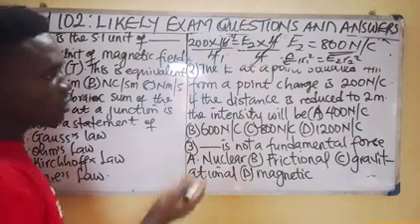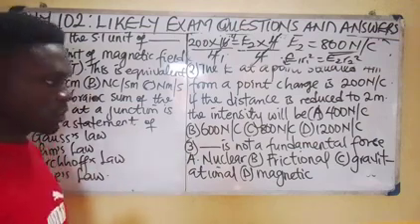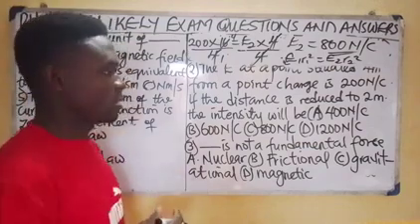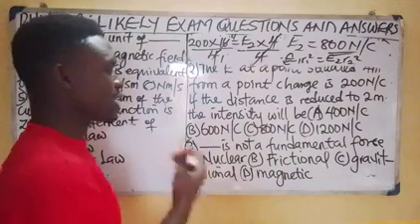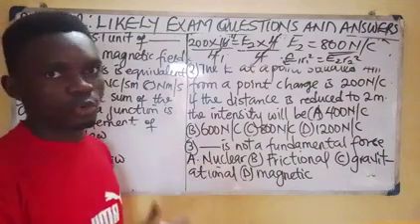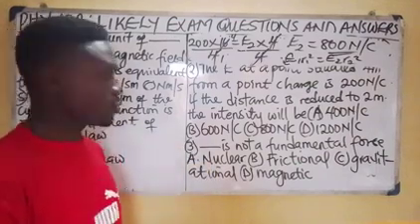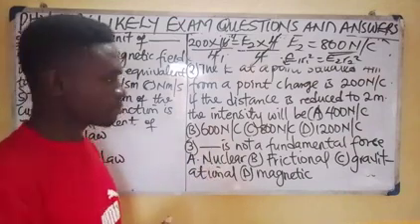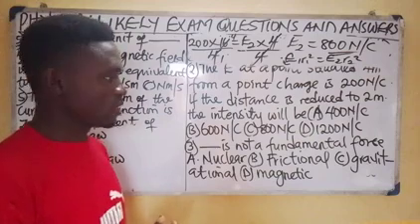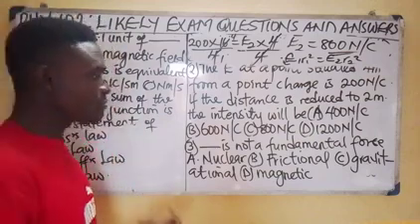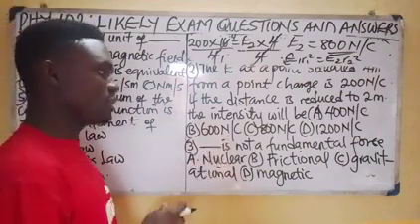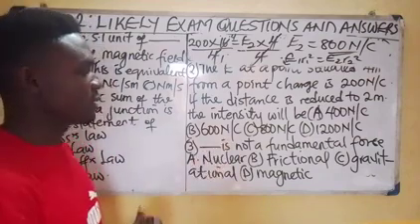Number 3, dash is not a fundamental force. They can say which of the following forces is odd, or which of the following options is odd. Dash is not a fundamental force. A, nuclear force. B, frictional force. C, gravitational force. And D, magnetic force. Of all these forces given, the one that is not fundamental is called what?